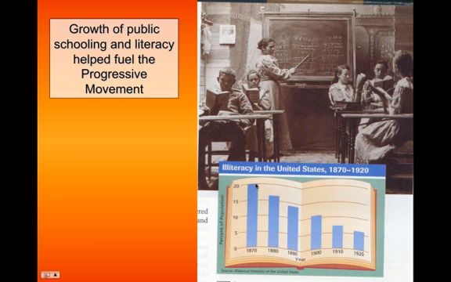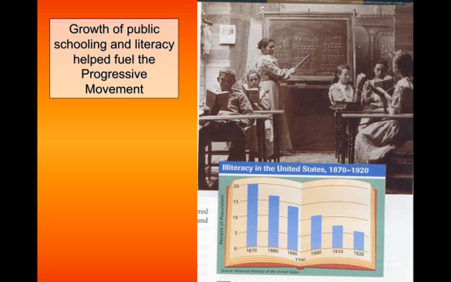From 1870 to 1920, you can take a look, the illiteracy rate in this country is dropping. People are becoming more educated. And that partly is because there's a growth in public schools. In fact, if you take a look, public school enrollment goes from 7 million in 1870 to 23 million by 1920. And you have new ways of looking at education.